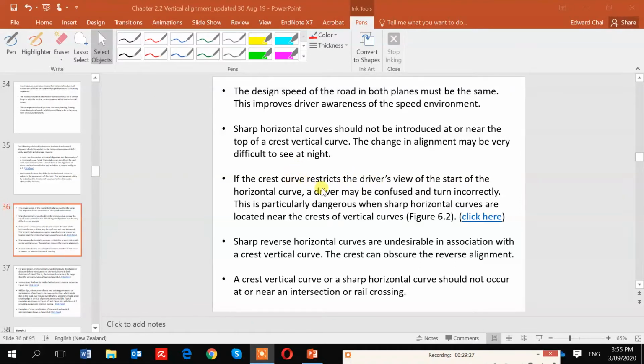If the crest curve restricts the driver's view of the start of the horizontal curve, a driver may be confused and turn incorrectly. So when you start off the horizontal curve, you have a crest, and you can't see what's happening. This is particularly dangerous when sharp horizontal curves are located near the crest of the vertical curve.